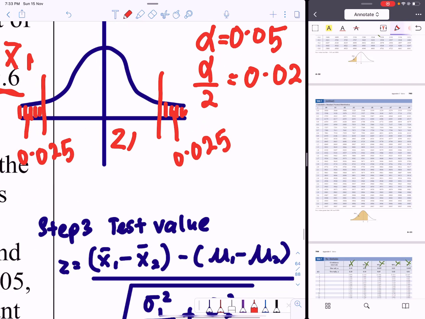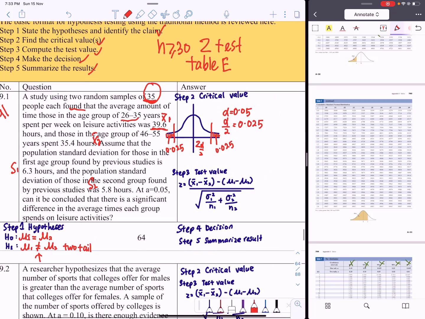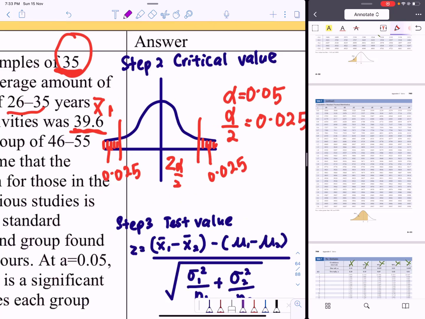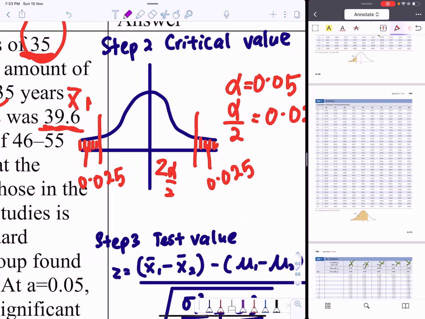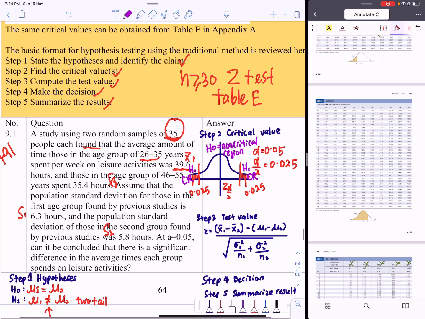We need to find the Z here. This is a repetition. In the middle here, this is H null, and this part is H1. That is why the middle is the non-critical region, and this is the critical region, for the left and the right tail.